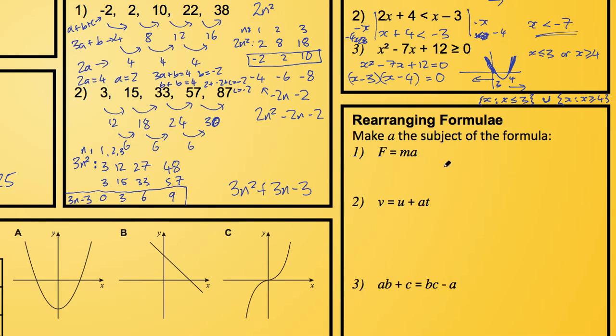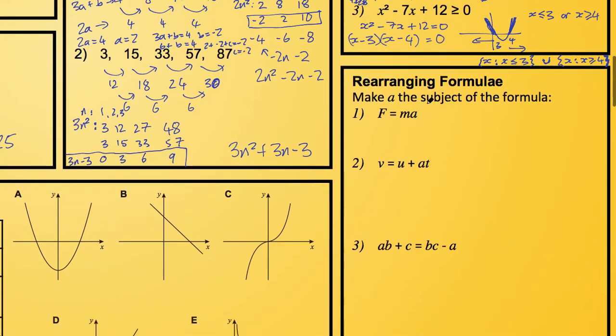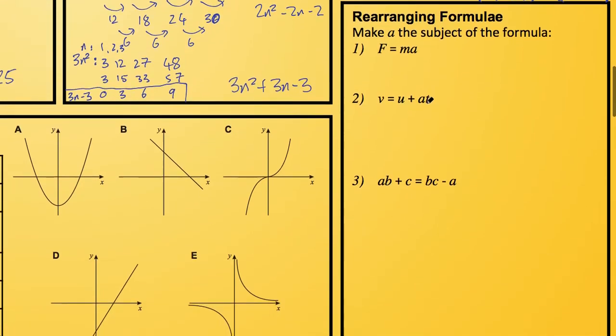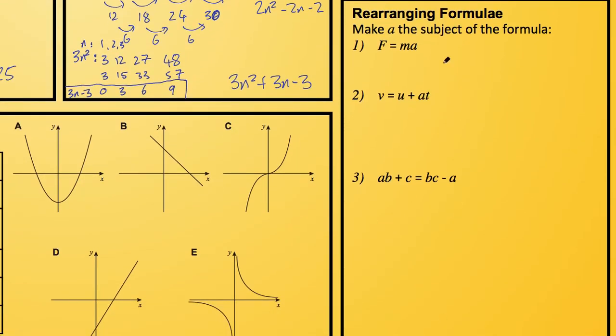Okay, rearranging formulae. That is a squiggly bracket, not a 43. Okay, rearranging formulae, some simple ones and then some more difficult ones at the end. So to get A on its own, to make A the subject, I need to divide by M on both sides. F over M equals A, so my solution is A equals F over M, the rearrangement of that formula.